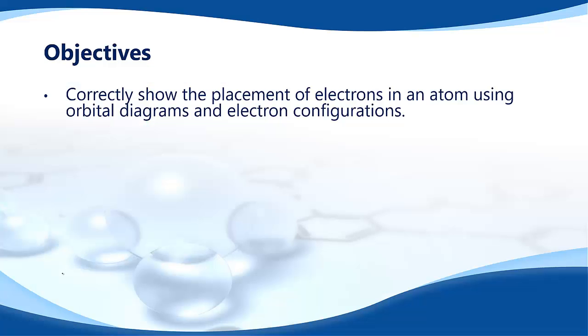So again, the objectives for this video are fairly straightforward. We're going to talk about two different methods by which we can describe how electrons are actually placed into an atom and how we can locate them. Now, before that, I'm going to go over a little bit of review of what you already know. I'm going to extend the model that you've been using a little bit, and then I'm going to go over some rules. All right, so let's start off with our review.